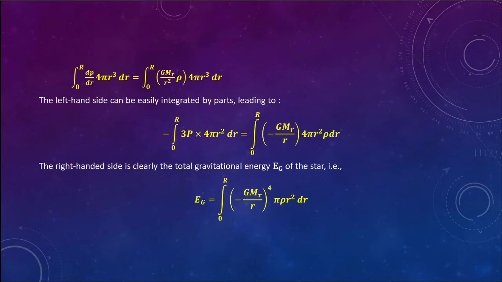The left hand side of this equation can be easily integrated by using integration by parts, and I have done it here, so no need to see it very deeply. By doing the integration, we get the total gravitational energy Eg equal to the integral from 0 to R of the gravitational potential energy times 4 pi rho r squared dr. Next slide.